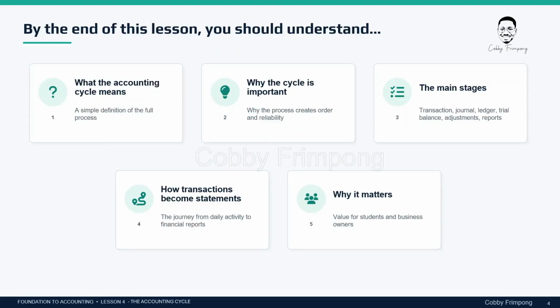By the end of this lesson, you should understand what the accounting cycle means, why it is important, the stages of the cycle, how transactions become financial statements, and why this lesson is important for students and business owners.